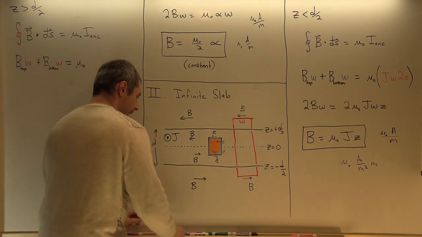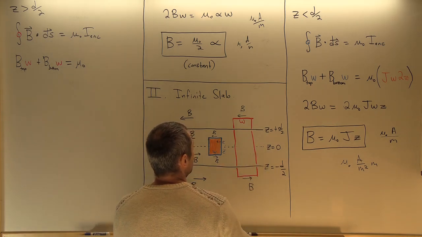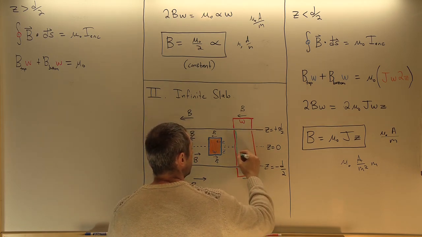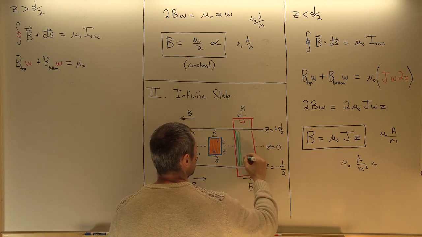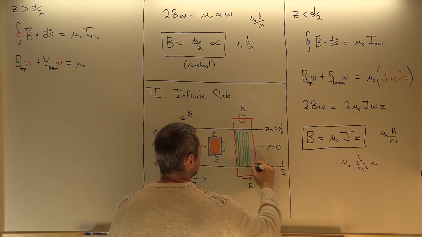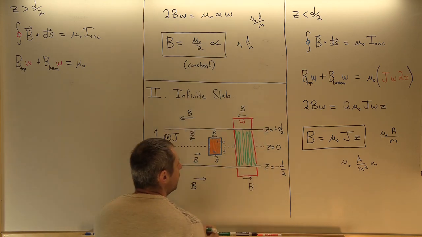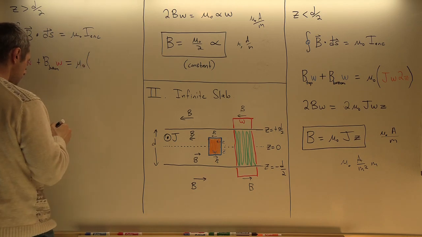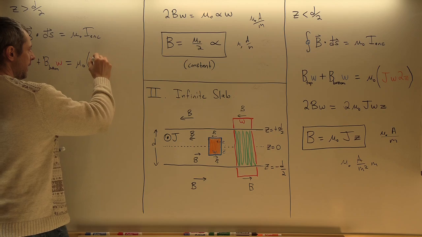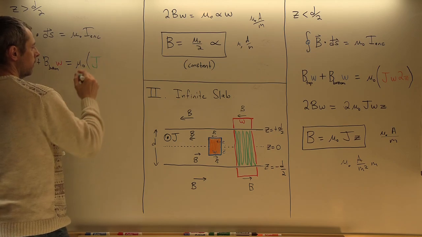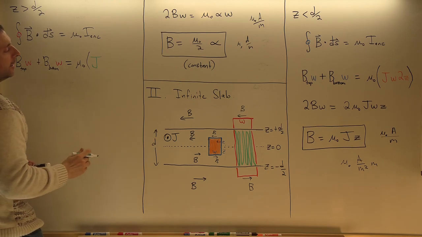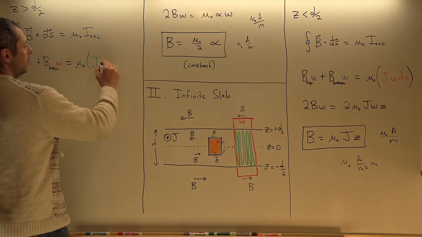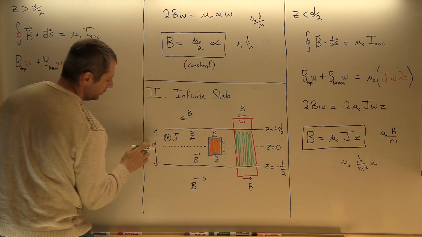I enclosed. And this time the I enclosed, well, maybe I won't color the, you know what, red won't show up that well, orange against red, so let's do green. All right. So that's the I enclosed. So I need to use J times area for that. The amps per meter squared, J, times the meter squared, which will be the area of this green shaded region, which will be the width of our Amperian loop times the height here, which is just the thickness of the slab.